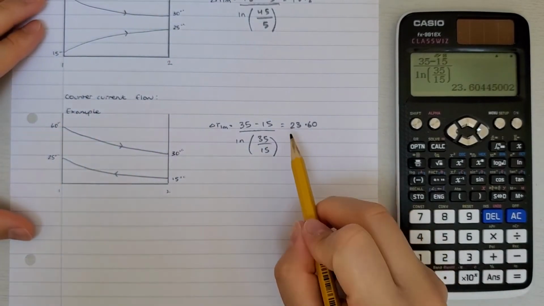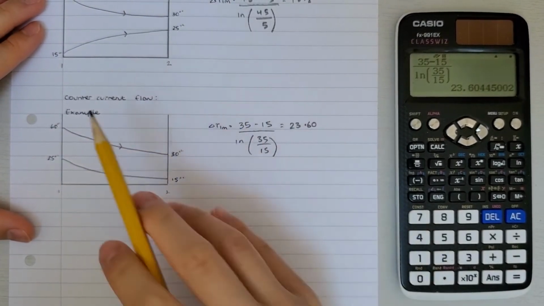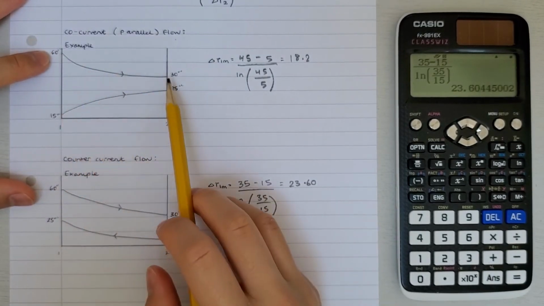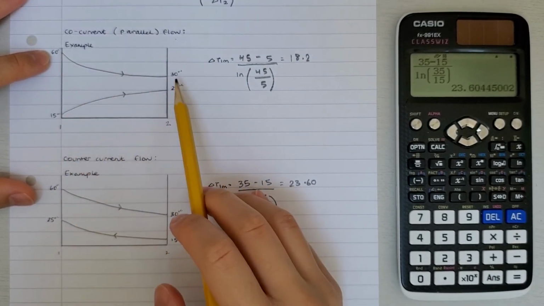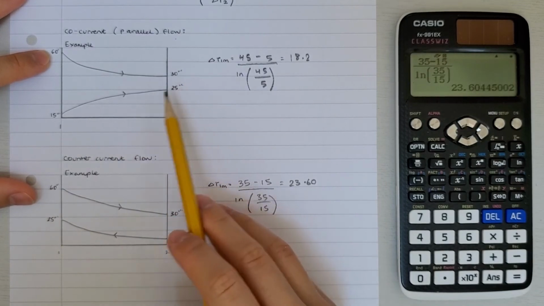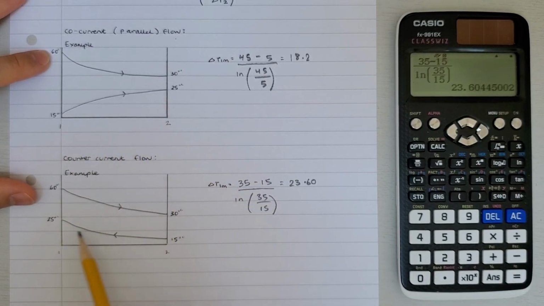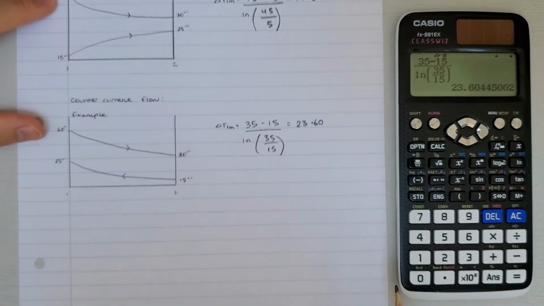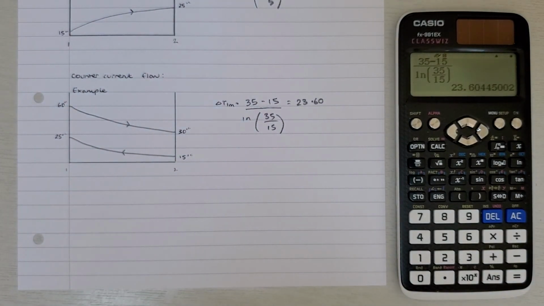So as you can see, we have a higher logarithmic mean temperature difference for a countercurrent flow, even though we still have the same numbers involved, i.e. 60 to 30 and 15 to 25, but they're just going in the opposite direction. So that's how you calculate the logarithmic mean temperature difference.